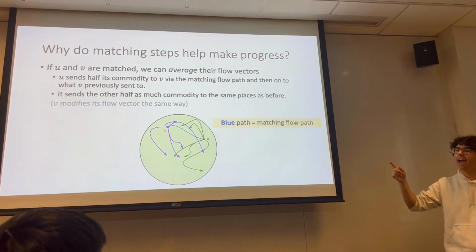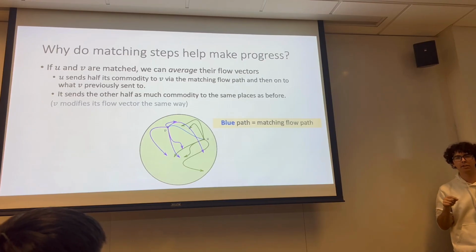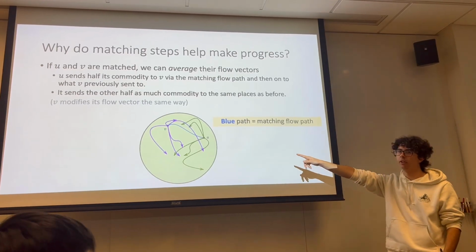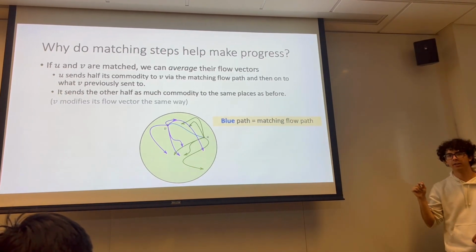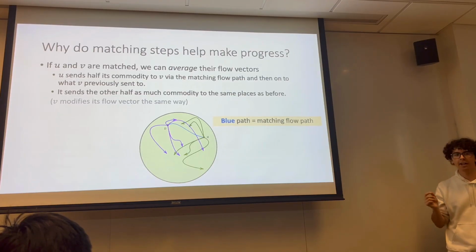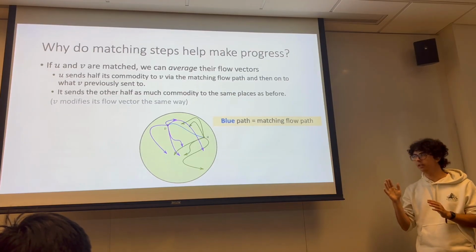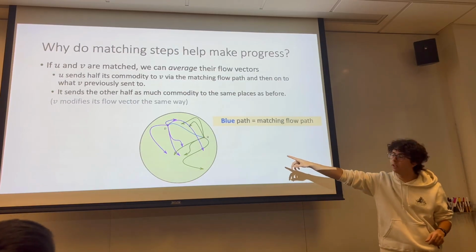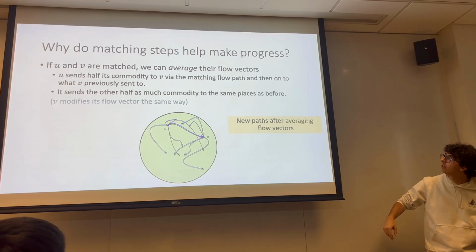Maybe V sends half as much of its commodity to the places it sent before. And the other half, it sends along the blue path to U, and then sends along U's flow paths. And U does the same thing, sends half as much as before to where it sent it, and the other half to V and along V's paths. So this picture can change to this.